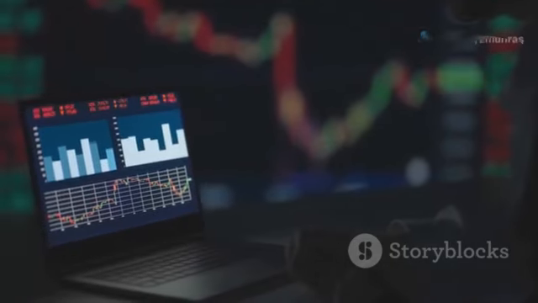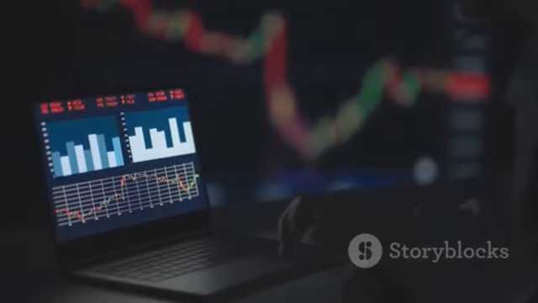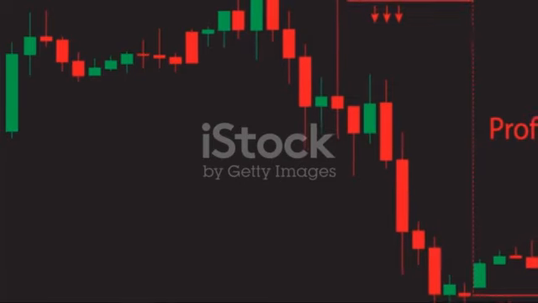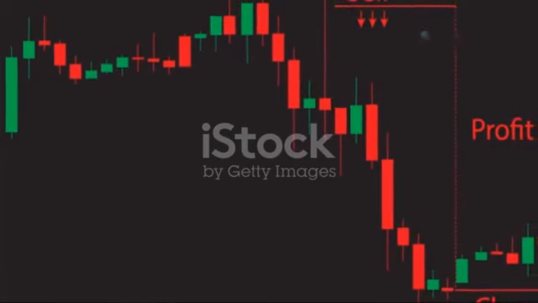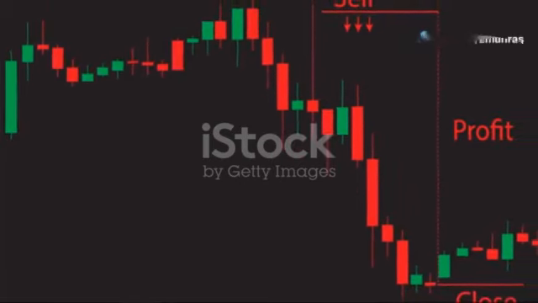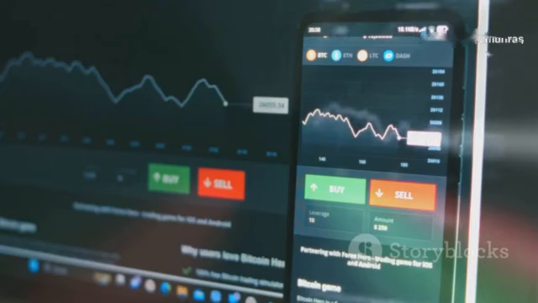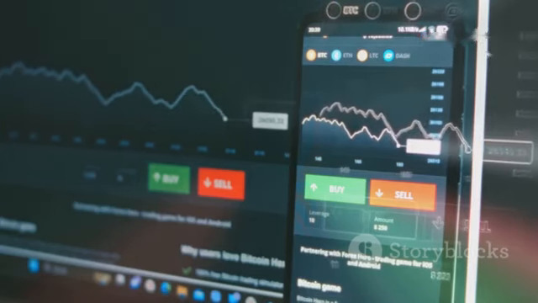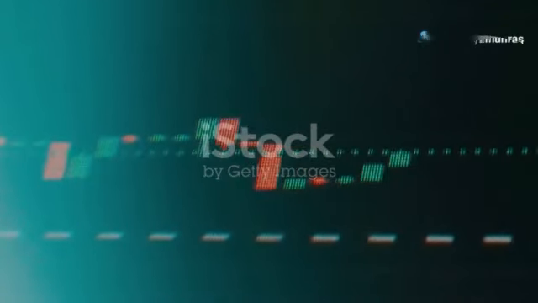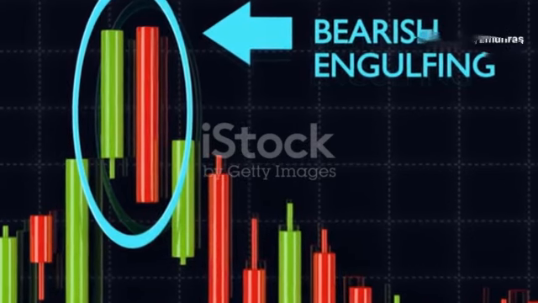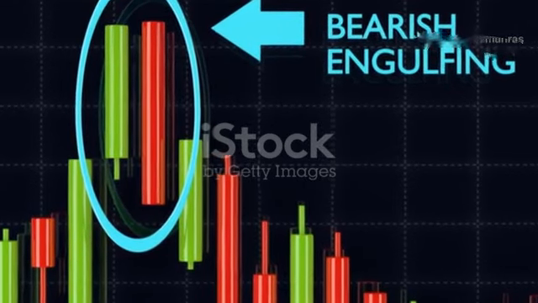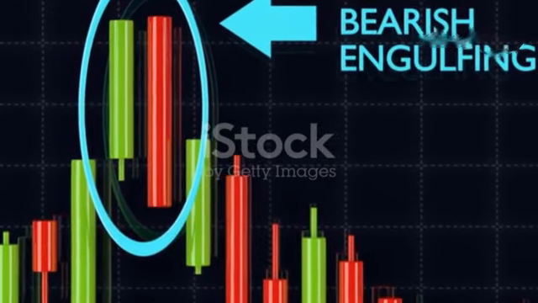Chapter 5. Double the candlesticks, double the insights, mastering dual patterns. Moving on to dual candlestick patterns, these are formed by two consecutive candlesticks and can provide even stronger signals about potential market reversals. One powerful pattern is the bullish engulfing pattern. Imagine this. You have a small red candlestick followed by a large green candlestick that completely engulfs the previous candle's body.